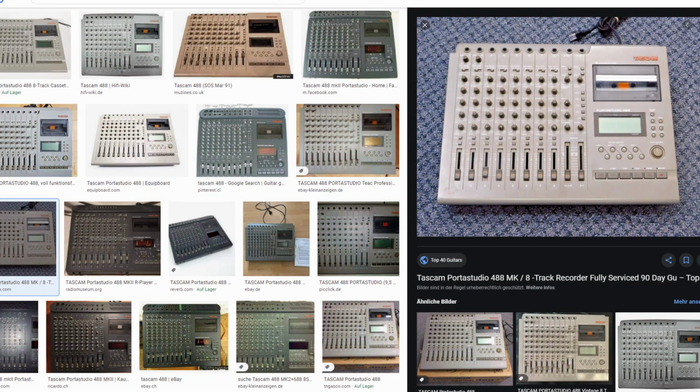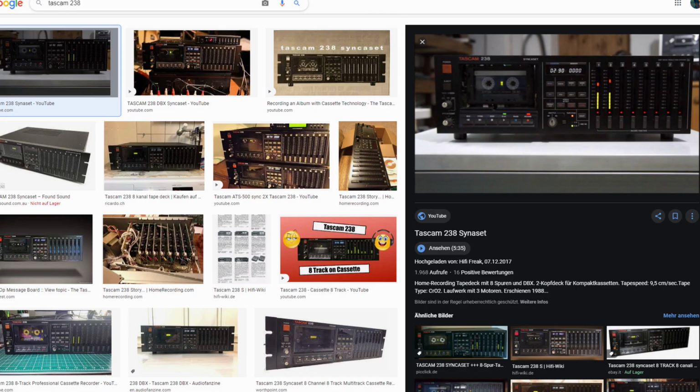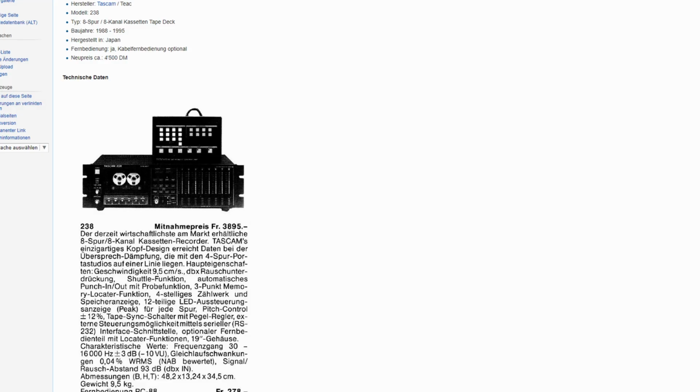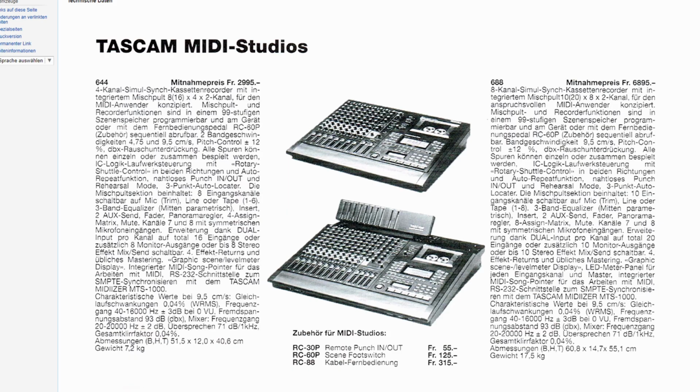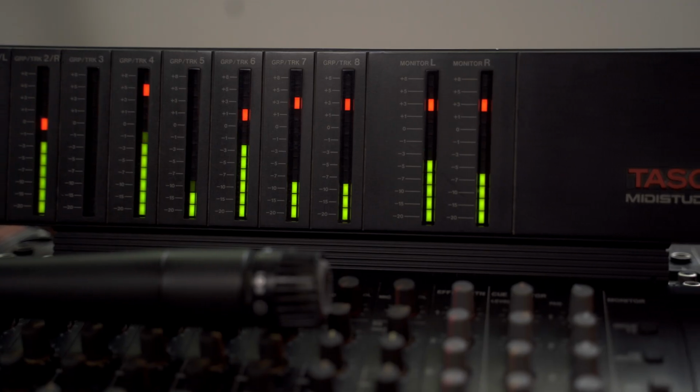I had the 488, but I sold it a long time ago. Then we had the 238, but it was stolen from our rehearsal room. And the dream of every musician was the 688. It was quite expensive in those days.